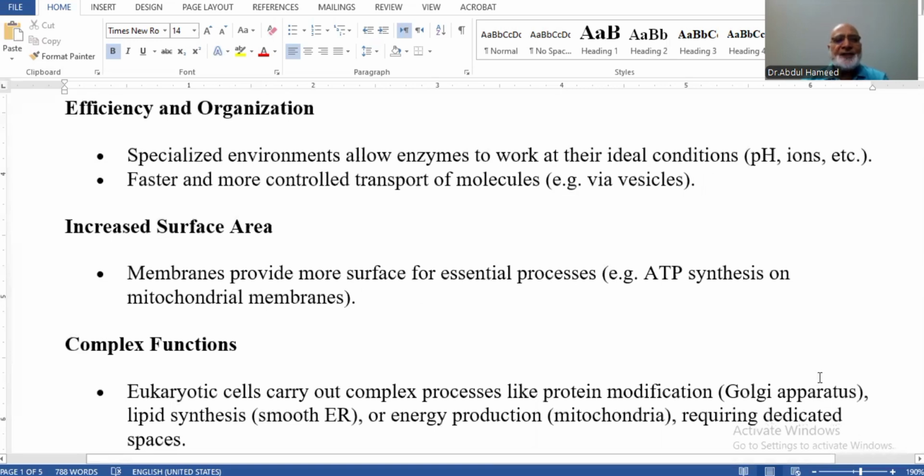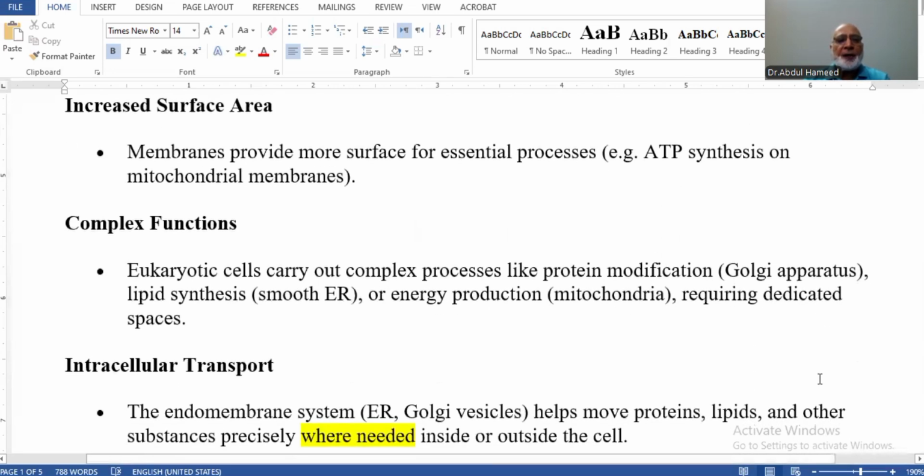Then the increased surface area. Membranes provide more surface area for essential processes. For example, ATP synthesis on inner mitochondrial membrane. And then the complex function. Eukaryotic cells carry out complex processes like protein modification, for example, the functioning of Golgi apparatus, lipid synthesis in case of smooth endoplasmic reticulum, and energy production in case of mitochondria. They need dedicated separate spaces.